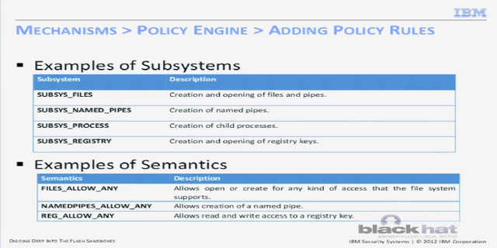This is just a small subset, and you can see there's subsys files for file operations and subsys registry for registry operations. And below it, some examples of semantics or the permissions. And you can see there's files allow any that will give the sandbox process full access to files. And another example is reg allow any, which allows read and write access to a registry key. There are some subsystems and semantics that can be found only in Firefox Flash, but not in Chrome Flash and Pepper Flash, and vice versa.